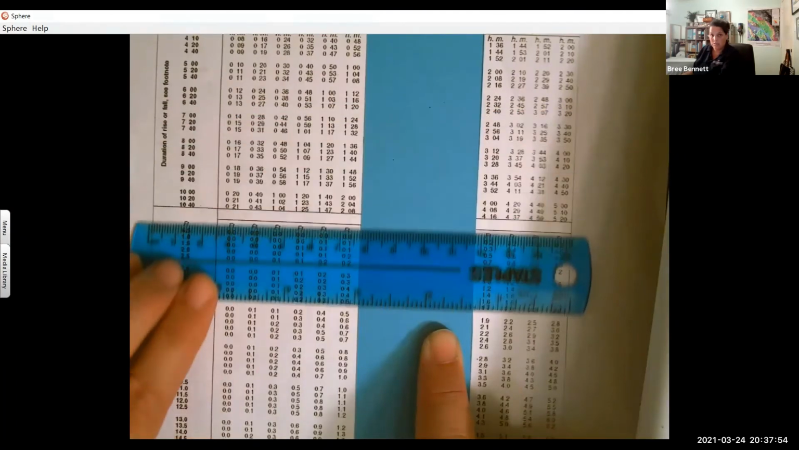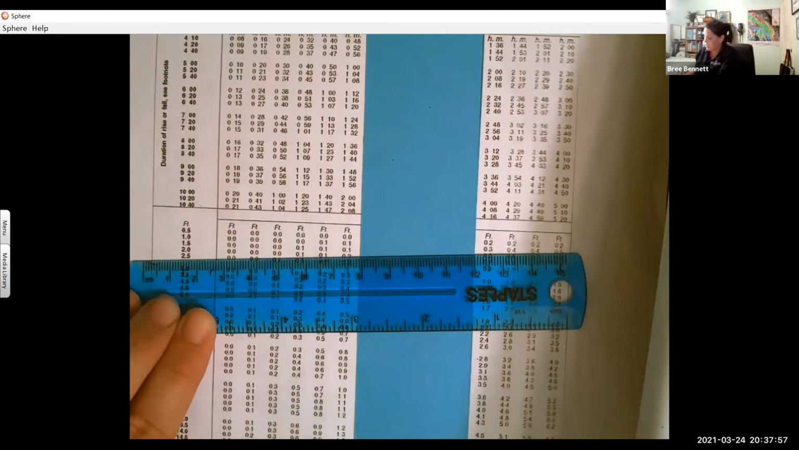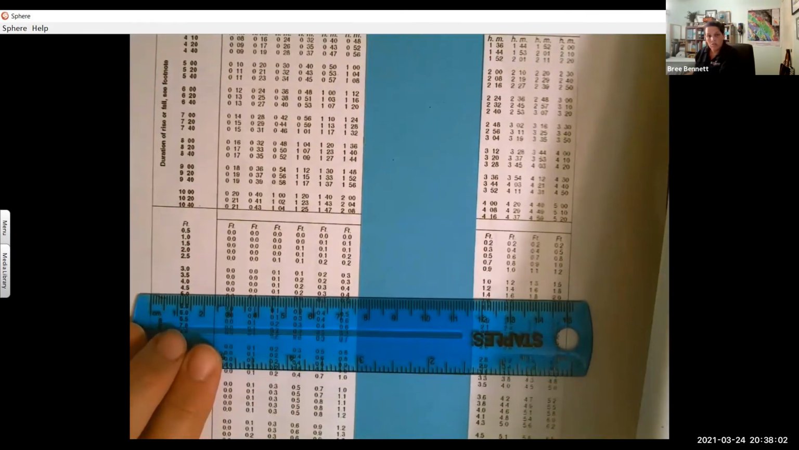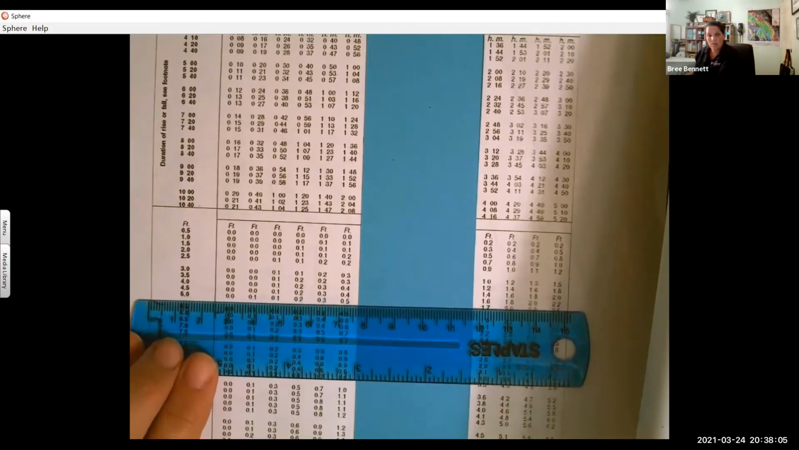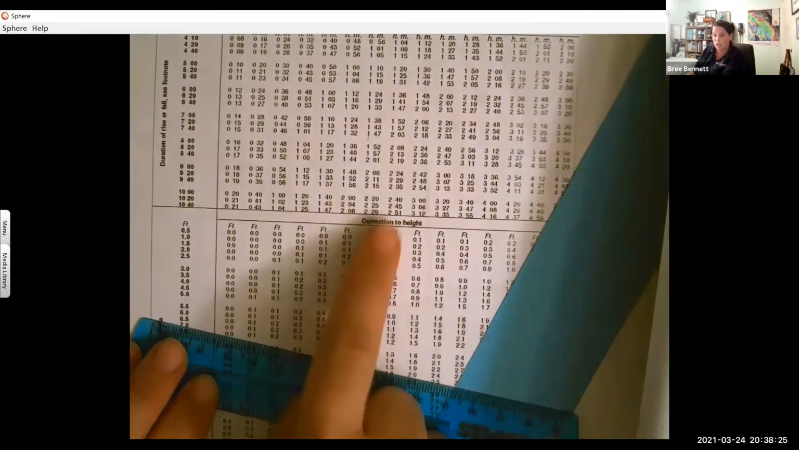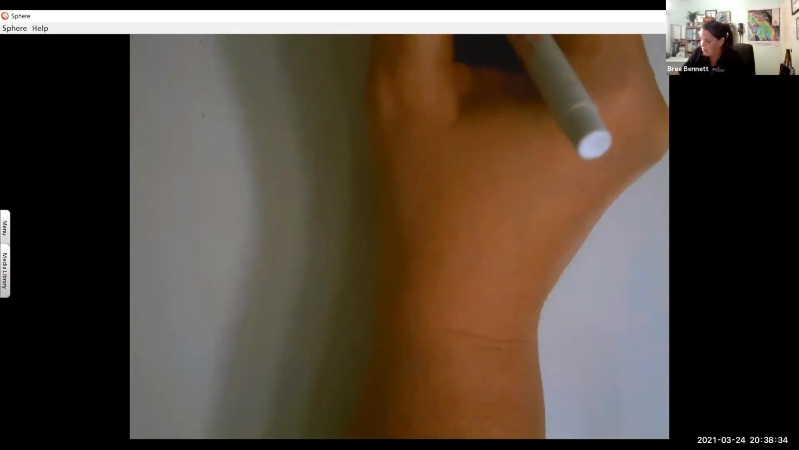So then I'm going to go down to my range. And we're going to find 5.2. So we're closest to 5.0. And we get a correction of 0.5. That's our correction to height. So we have 0.5.